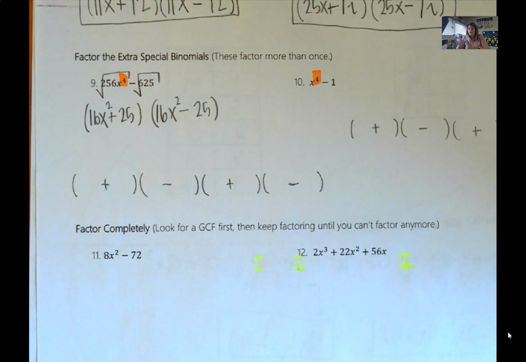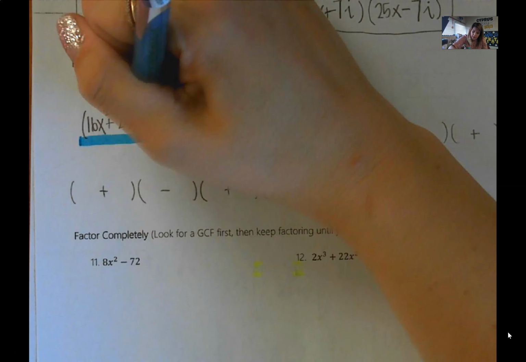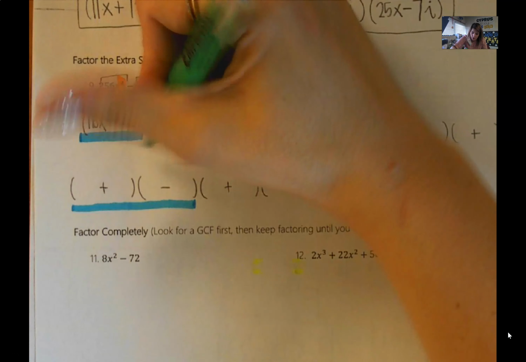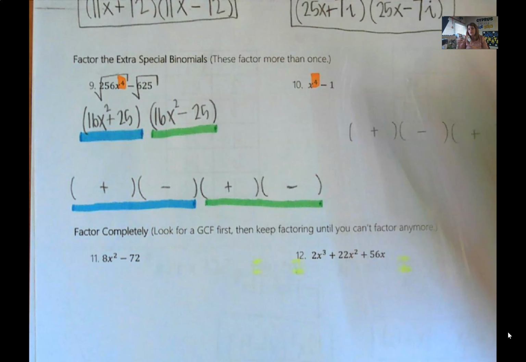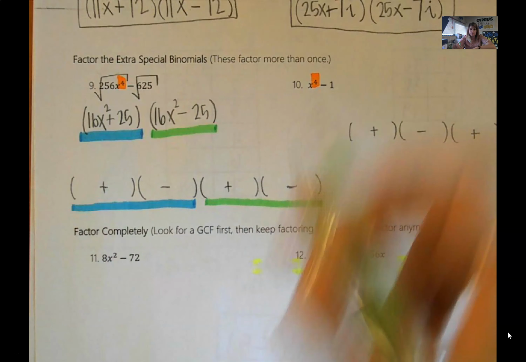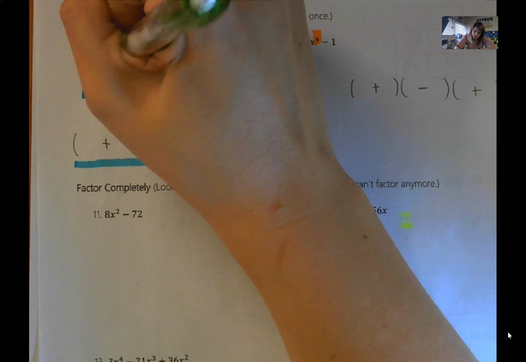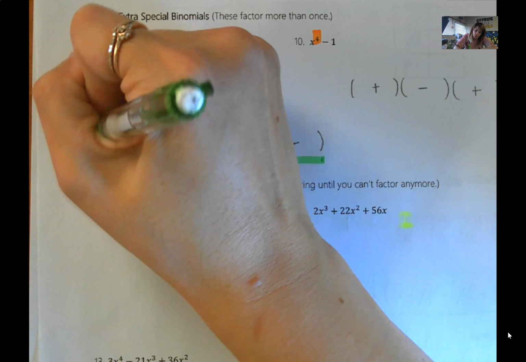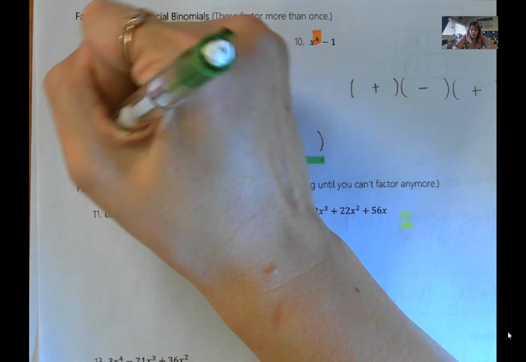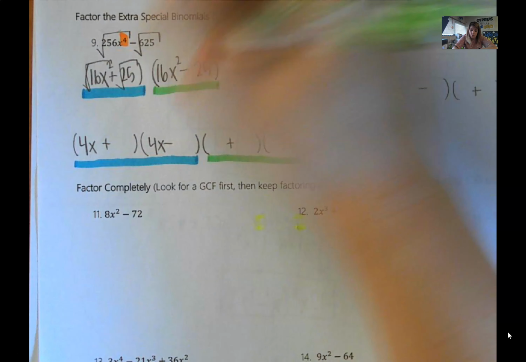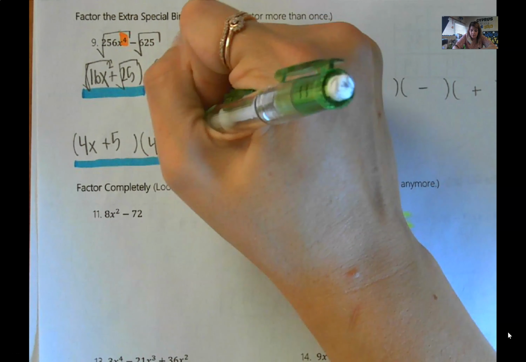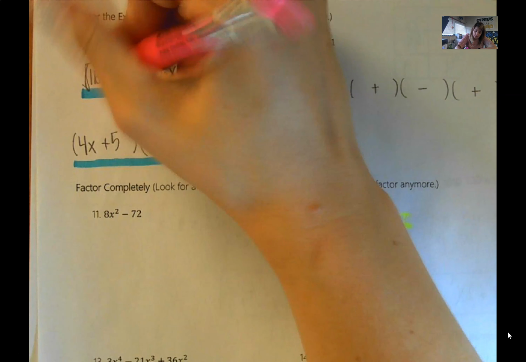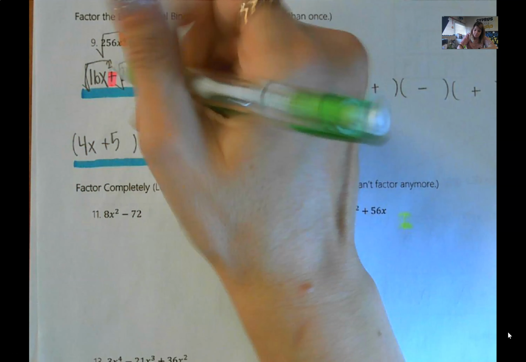So now just to kind of color code these, this first binomial is going to turn into those 2. Our second binomial is going to turn into those 2. So I root the first term, root the second term. Root of 16 is 4. Root of x squared is x. Root of 25 is 5. And this is a plus sign, so you need to make sure that you include the i.